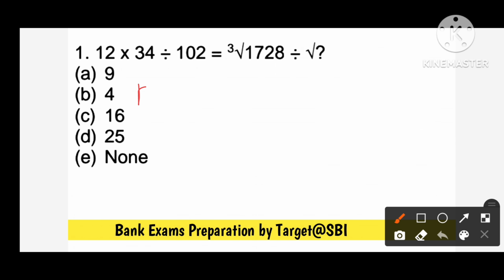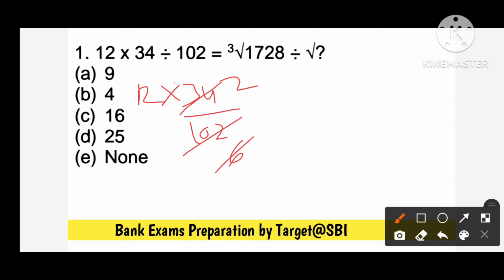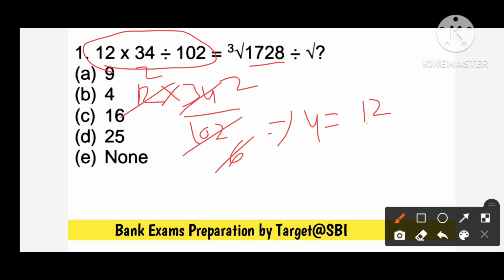Here 12 into 34 divided by 102. 17 2 times will be 34, 17 6 times will be 102. So 6 2 times is 2 into 2, 4. So the total value of the left hand side will be 4. 4 equals to, this is 12. Cube root of 1728 is nothing but 12. 12 divided by root x. So for 3 times root x, value 3 means x value will be 3 square, 9. So option A is the answer.